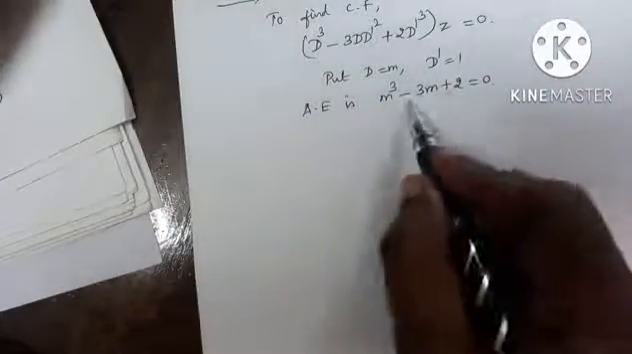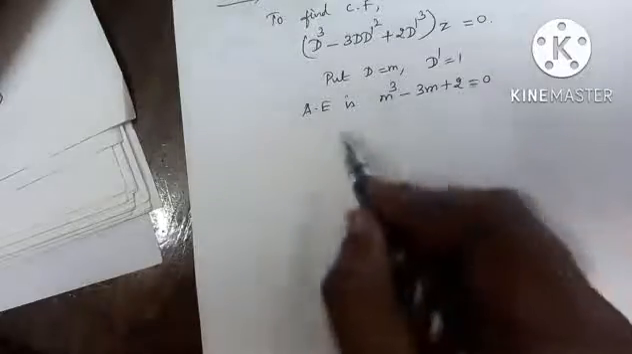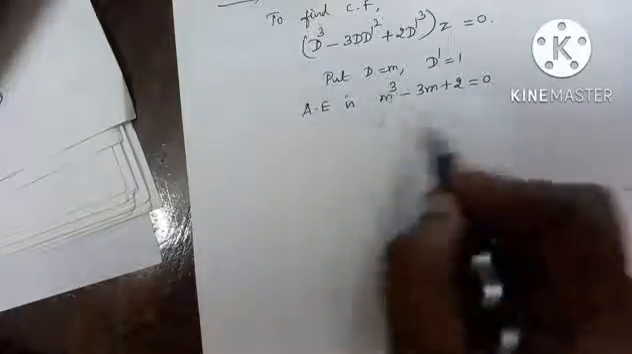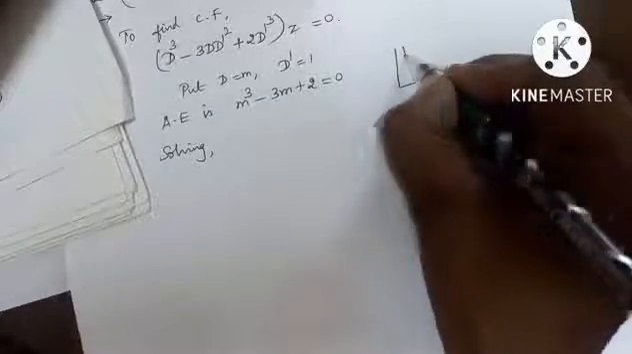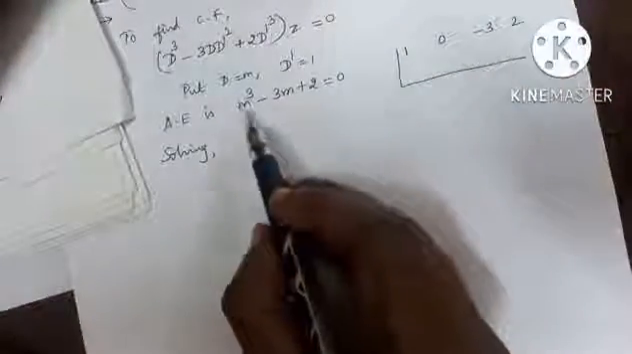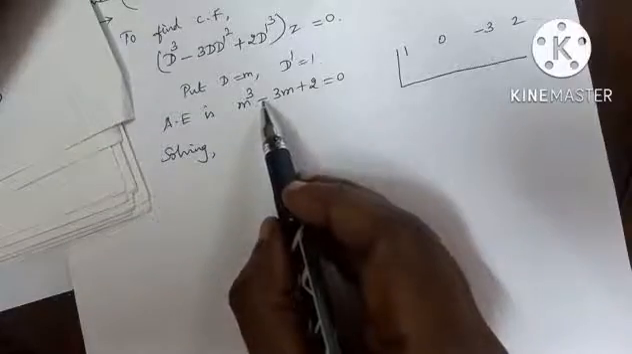You can use a calculator to find the roots of this equation, or you can do it manually using synthetic division. Coefficient of m cube, m square, m, constant term. There is no m square here. So let us try the trial and error method. Let us try with 1, synthetic division.